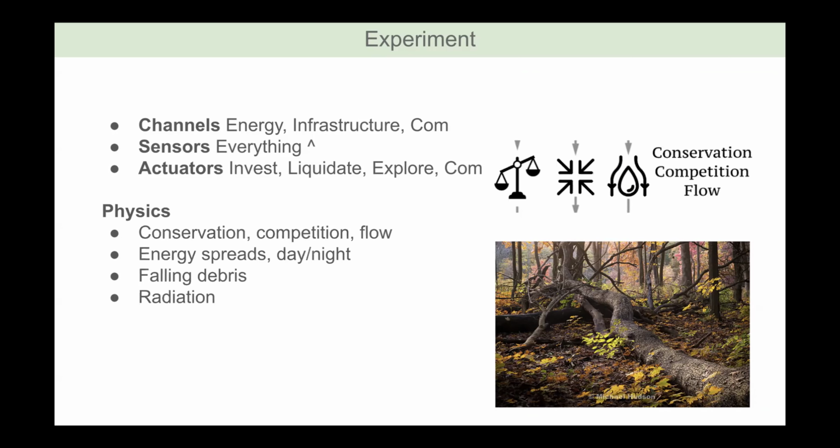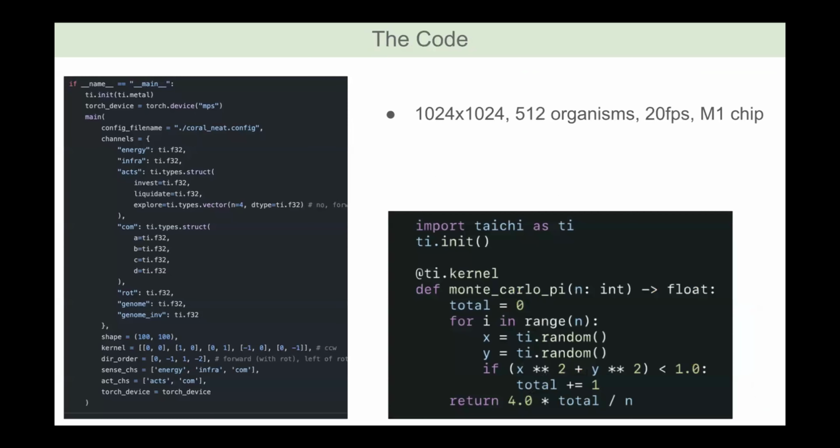Then you also have some basic forest floor physics that I added in just for the fake ecology here, which is energy spreading out. You have a day-night cycle, so you add energy to the environment and remove it in a sinusoidal manner. You have falling debris, which will make sense in the next slide, and radiation. Radiation is just my poor man's way of adding mutation in there to get some evolution. And it actually worked kind of well.